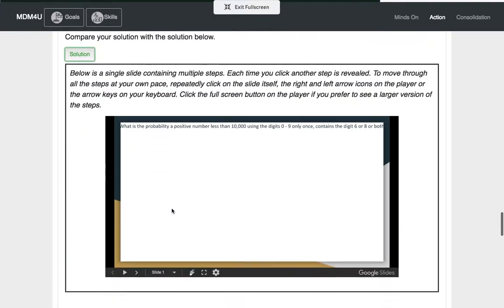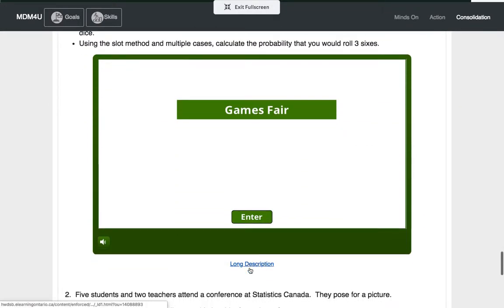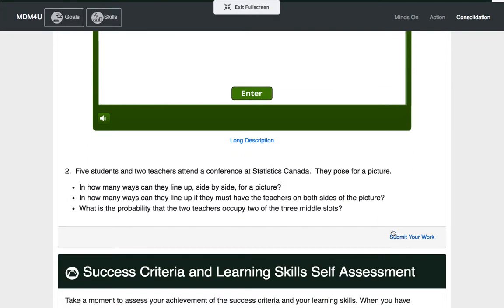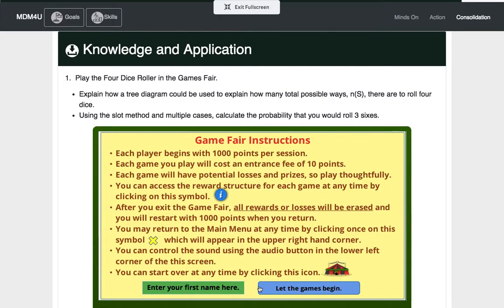You can take a look at the solution here. The one I really want to focus on are the 2 questions you have to do for your Dropbox. It says play the 4 dice roller in the games fair, so you can play it. It says explain how a tree diagram could be used to explain how many possible ways there are for you to roll 4 dice.